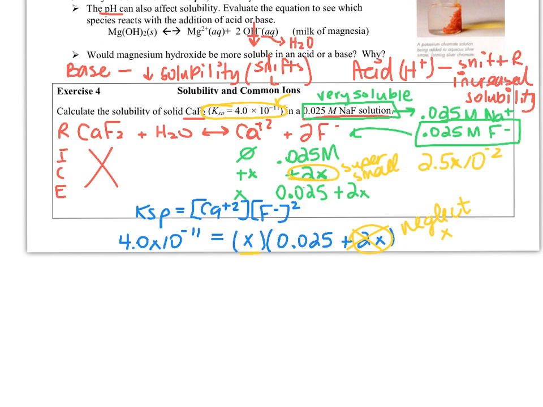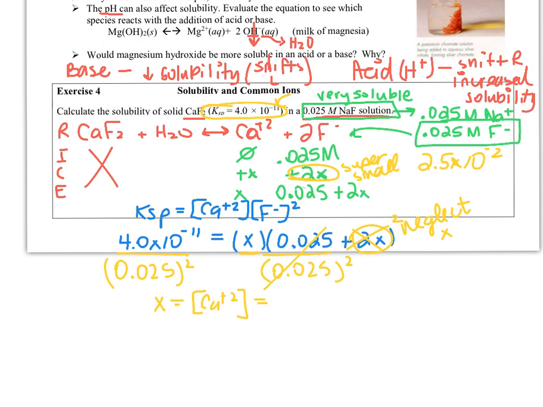Now we do not neglect the x of the calcium ion because that's not adding anything. So that is its own quantity. Okay, so from here, that makes our math a little easier when we neglect that because we know it's not going to change much. And we're really just going to divide by 0.025 and make sure that's squared. I forgot to put my 2 up there when I was doing that. So then we're going to divide on both sides by 0.025 squared.